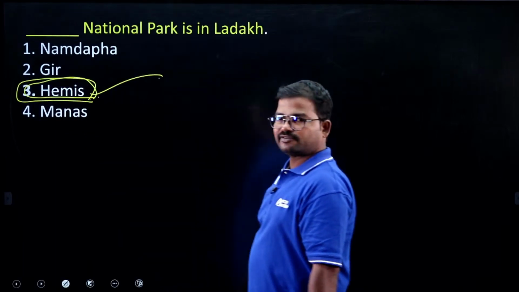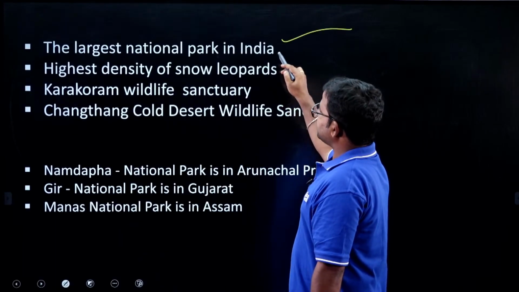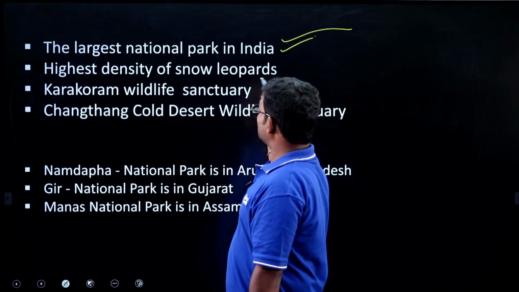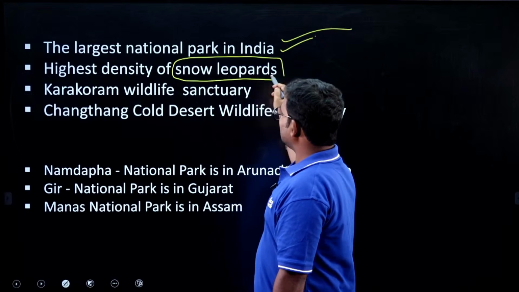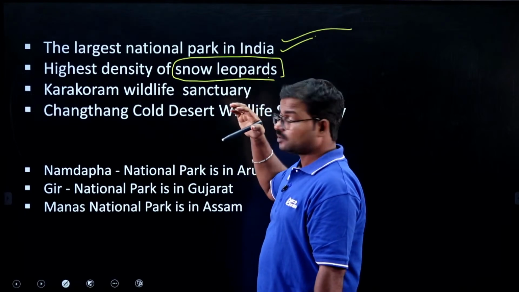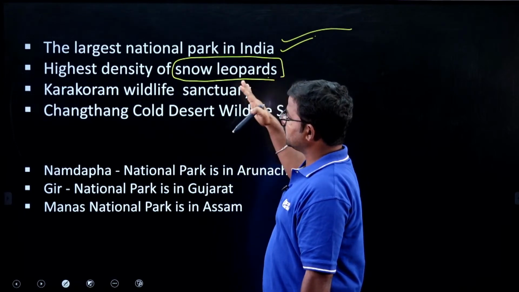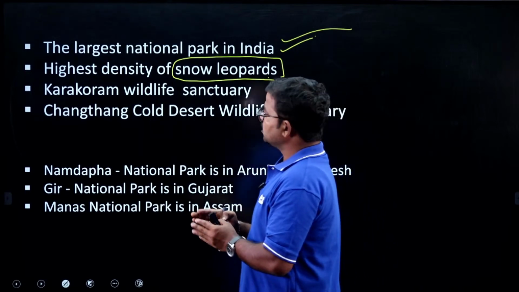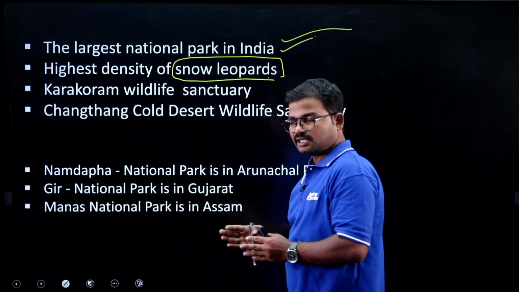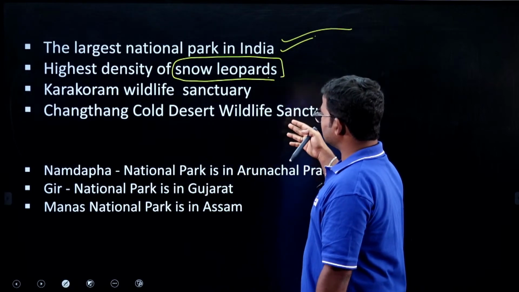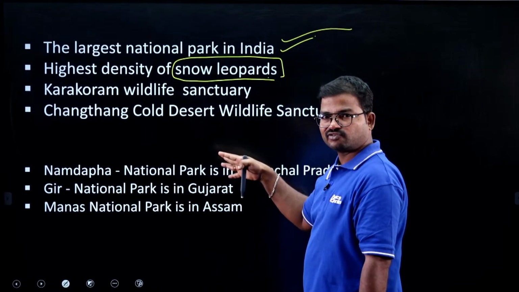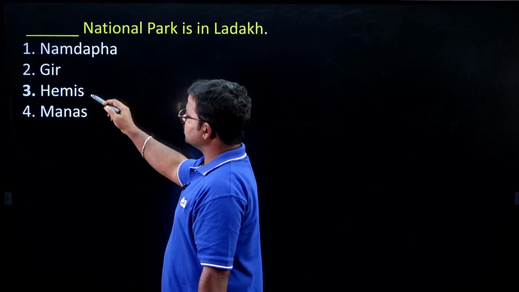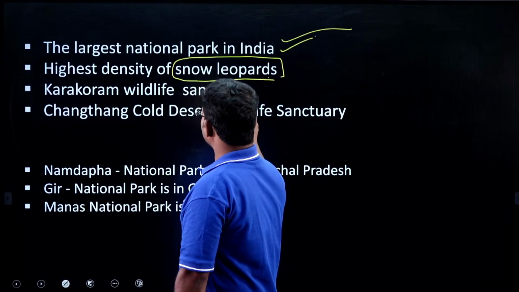What is the specialty of Hemis? It is the largest national park in India, and the highest density of snow leopards in India is found in that location. Not only that, there are also some wildlife sanctuaries in Ladakh. Along with this national park, some wildlife sanctuaries are also there.